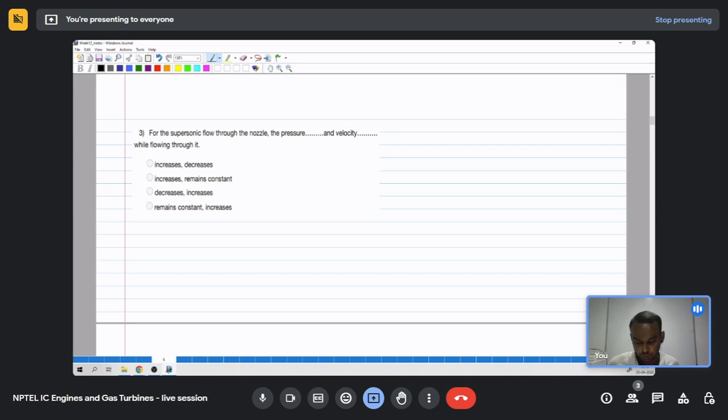For supersonic flow through the nozzle, the pressure and velocity, what happens while flowing through it? For a supersonic nozzle, velocity will decrease. Okay, so velocity will decrease, so that means option 1, right? So pressure increases, velocity, no, actually through a nozzle velocity increases, right?